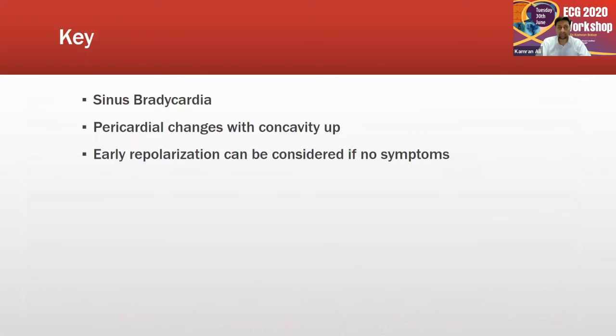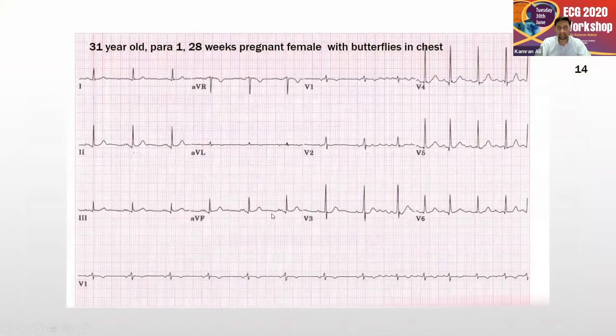You don't tend to get MI in all the territories. Since there is anterior wall, inferior wall, and all the leads are showing these early repolarization changes, with the clinical context, it makes more sense to diagnose pericarditis.